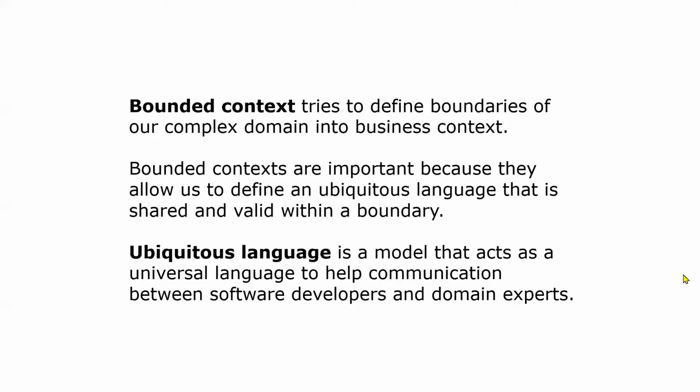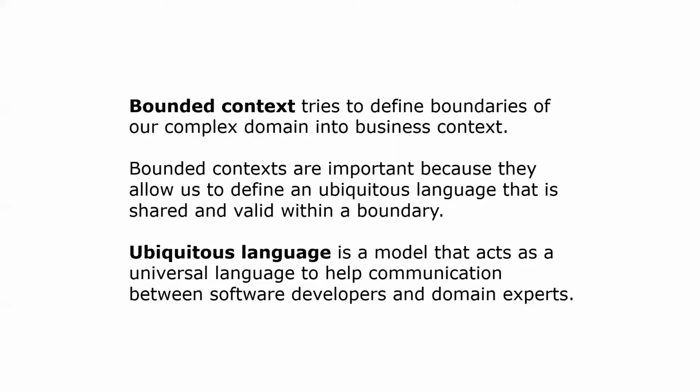So what is bounded context all about? Bounded context tries to define boundaries of our complex domain into business contexts, right? For example, there's a sales context. Similarly, there is a shipping context, right? Or there could be some payment context. Bounded contexts are important because they allow us to define a ubiquitous language that is shared and valid within a boundary. For example, in the sales context, what language we talk, what ubiquitous language we talk, is different from a payment context or order context, right? This ubiquitous language is a model that acts as a universal language to help communication between software developers and domain experts. So this is very important, the bounded context.